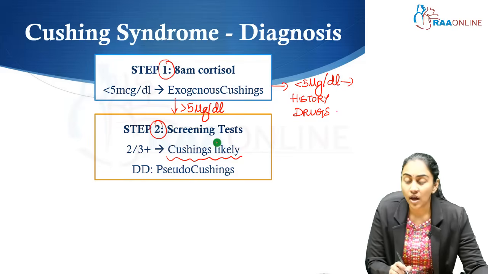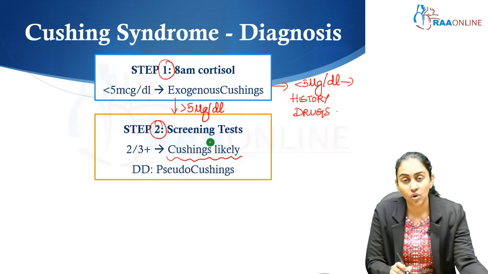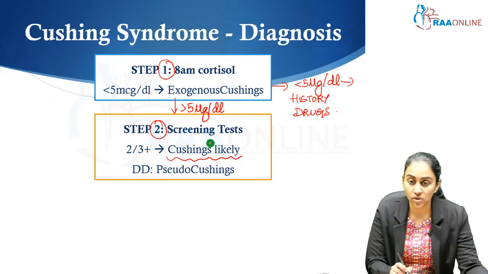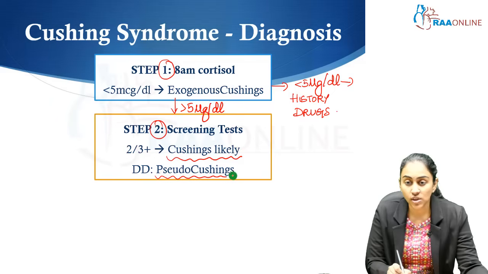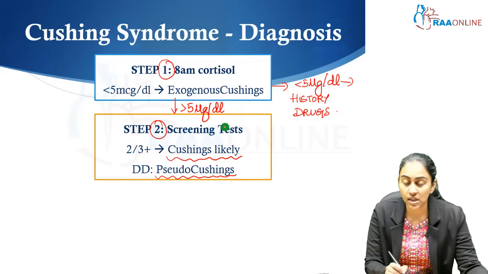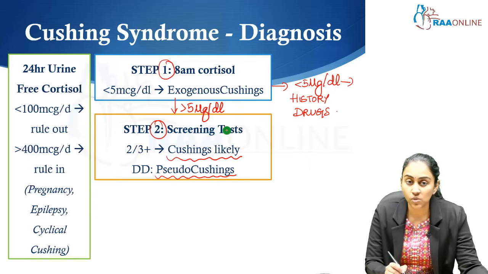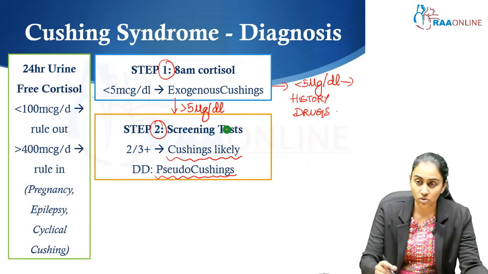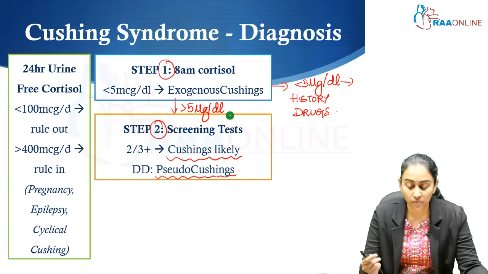But remember, I told you about pseudo Cushing's situations like pregnancy, depression, diabetes, stress, anorexia nervosa, all these can cause physiological mild hypercortisolism. Therefore, screening tests may be positive in these conditions which come under pseudo Cushing's. Therefore, we need to do other confirmatory tests. So, first let's look at these screening tests before going on to the confirmatory tests. What are these 3 screening tests? First, we have 24-hour urine-free cortisol. The cutoff is going to be 400 microgram per day.